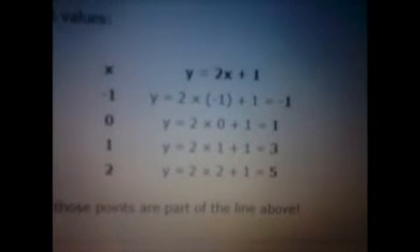By substituting the values of x to the given equation, you can get the values of y. For example, if negative 1 is substituted to the equation y is equal to 2x plus 1, then y is equal to negative 1. The next value of x is 0. Substitute it to the same equation, y is equal to 2x plus 1, then y is equal to 1. The same steps are applied to the other values of x to get the values of y.